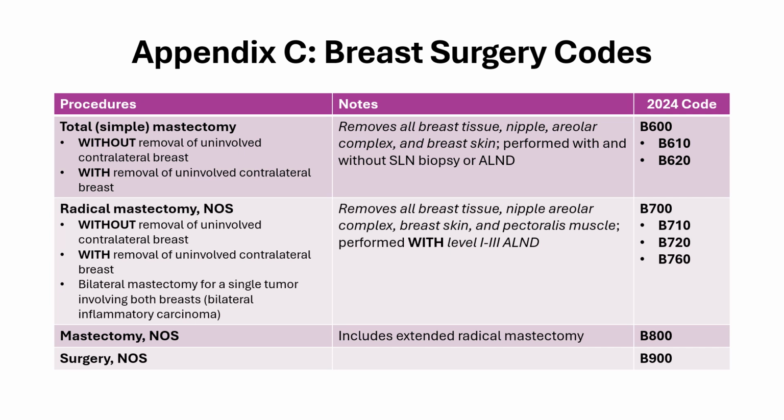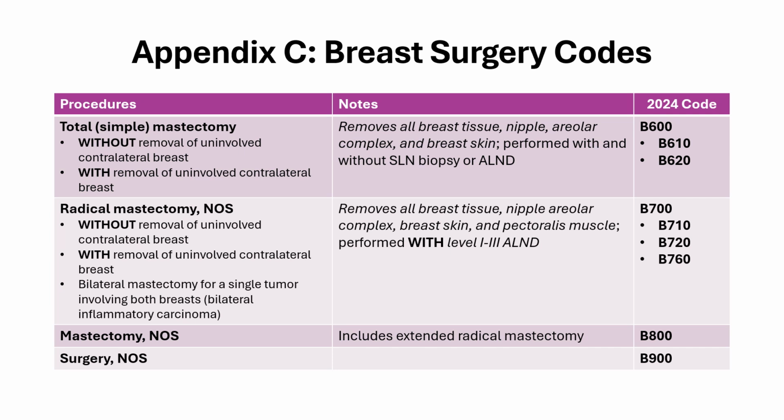Radical mastectomies remove all breast tissue, the nipple areolar complex, breast skin, along with the pectoralis muscle. So a much more involved mastectomy. It also is performed with the levels 1 through 3 axillary lymph node dissection. Those codes are B700 through B720, again, depending on the uninvolved contralateral breast.